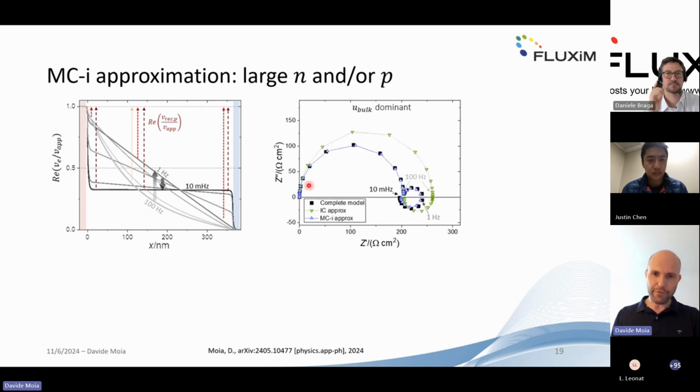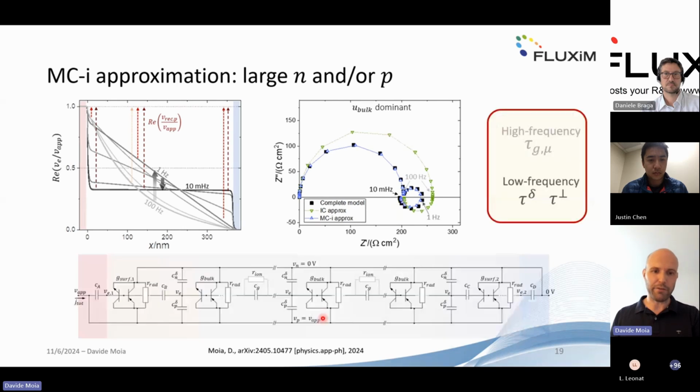Now, this effect can be well reproduced if we consider a simplified version of the circuit that I showed before, but not with the simplified version that does not consider the effect of electrons and holes in the determination of the electrostatic potential. So this quite complex, but not quite as complex as the circuit that I showed before, model allows us to discriminate the various time constants that determine the response of a perovskite solar cell.